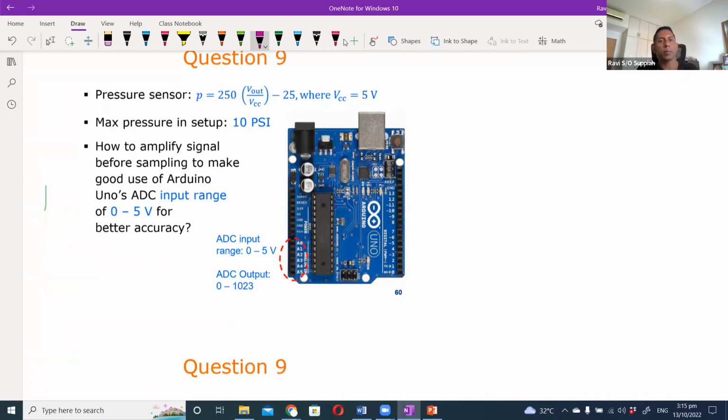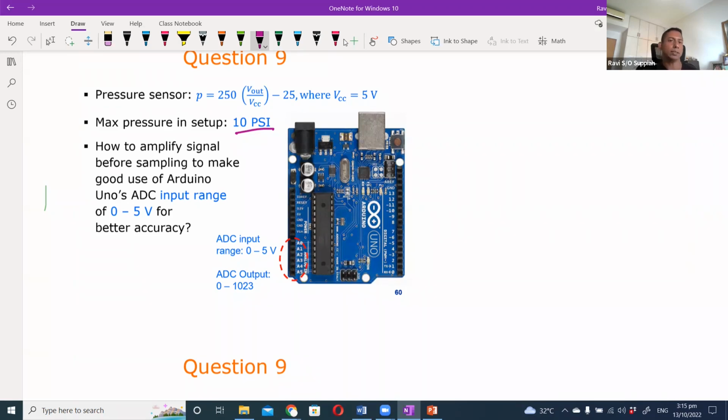Since we know that the pressure sensor has this expression, and in our particular setup we are only dealing with 10 psi as a maximum, we want to capture this signal, and we want to make use of the Arduino's ADC input range for conversion to a digital value that we can then use later on.